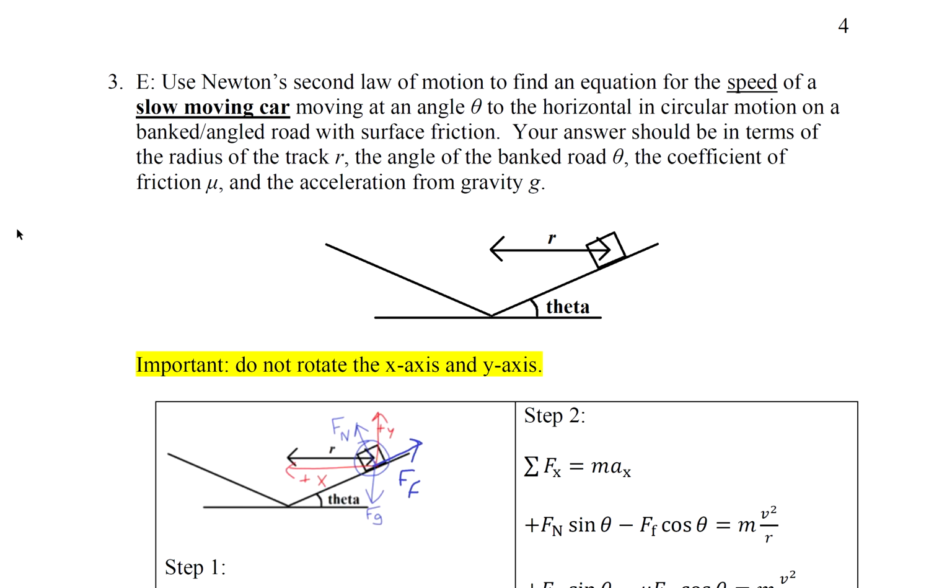Question 3. Use Newton's second law of motion to obtain an equation for the speed of a slow-moving car. So this object is moving in a circle on a banked road, but it's moving slow. Why did we underline slow-moving car? Because it gives us the direction of the force of friction. And this object has a surface friction with the road.